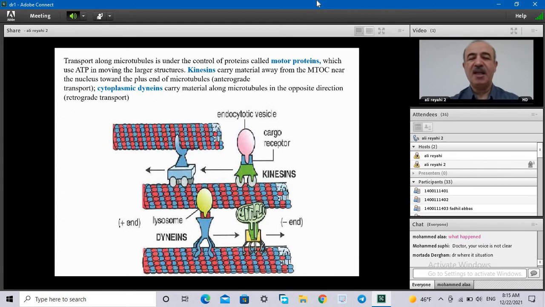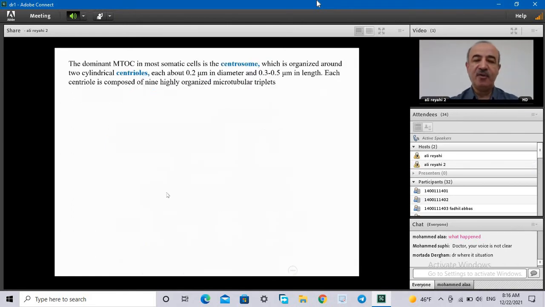So, some proteins called motor proteins can transport vesicles or organelles within the cytoplasm, for example from around the nucleus to the periphery of the cytoplasm by kinesin, and the opposite direction is done by dynein.